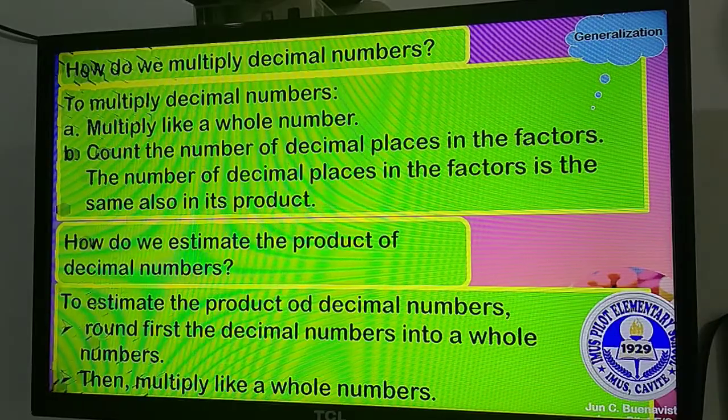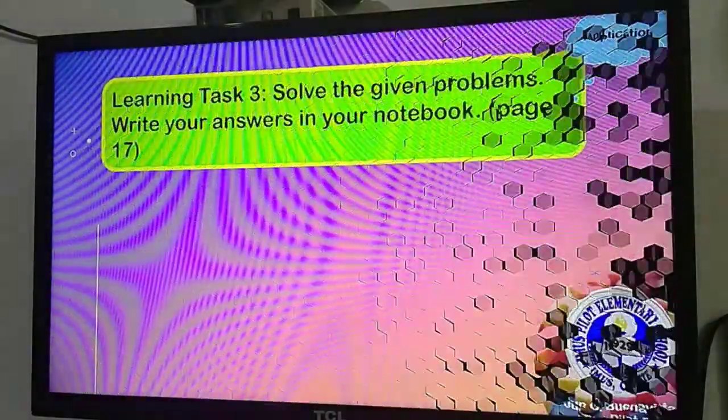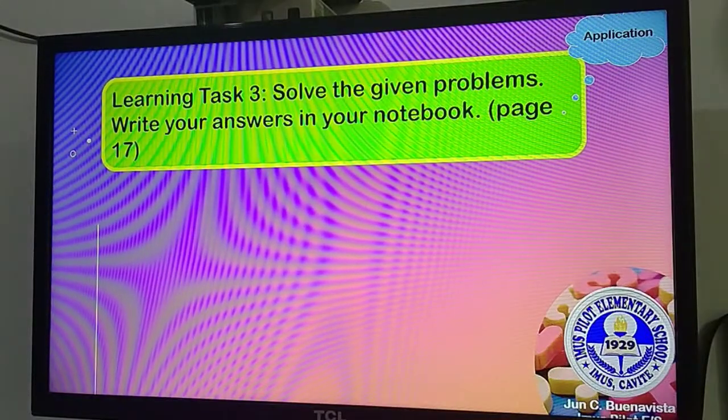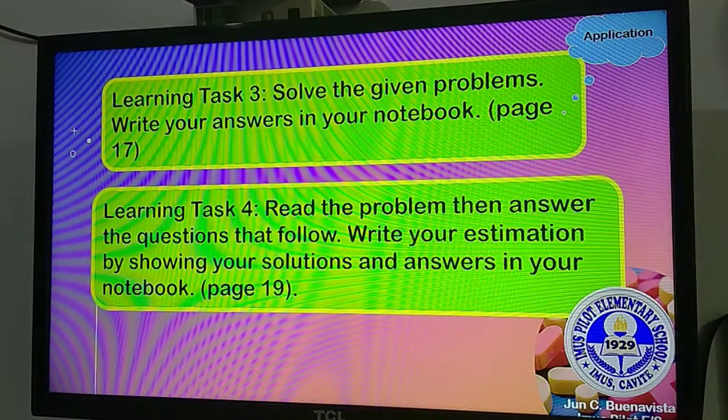Okay, another one. You are going to answer the learning task 3. Solve the given problems. Write your answers in your notebook. It can be found on page 17 of your math module. Then, learning task 4. Read the problem, then answer the questions that follow. Write your estimation by showing your solutions and answers in your notebook. Page 19 of your math module.